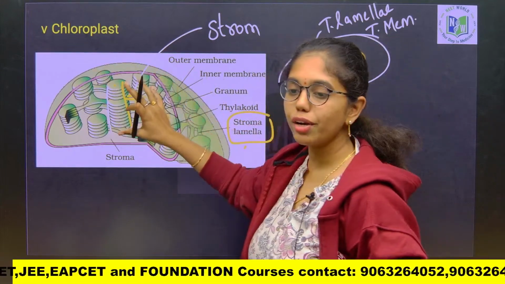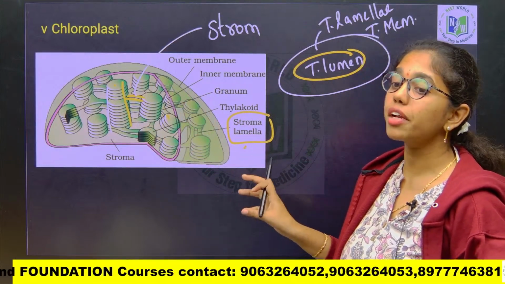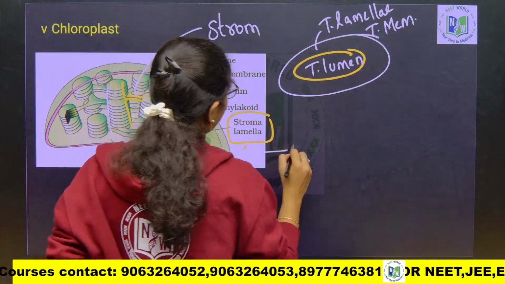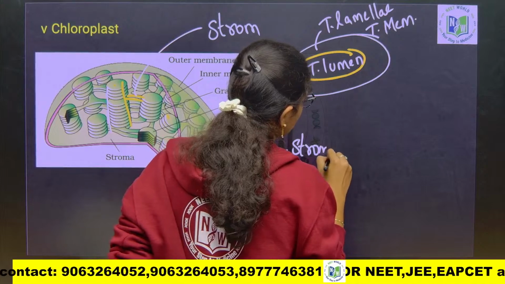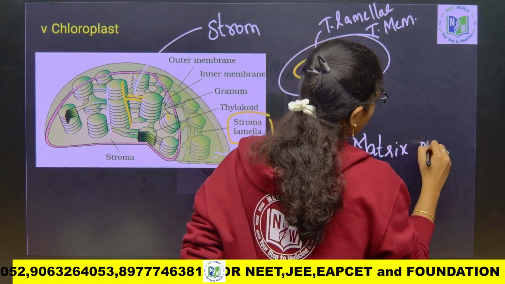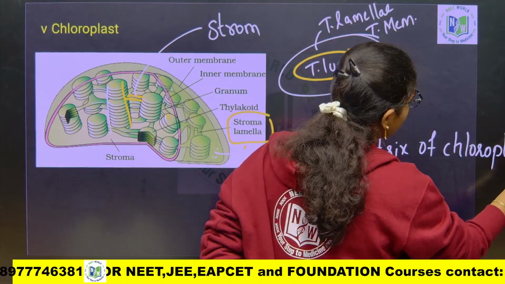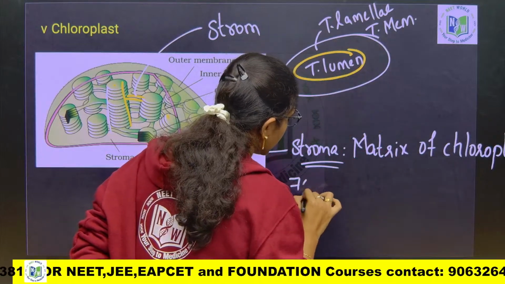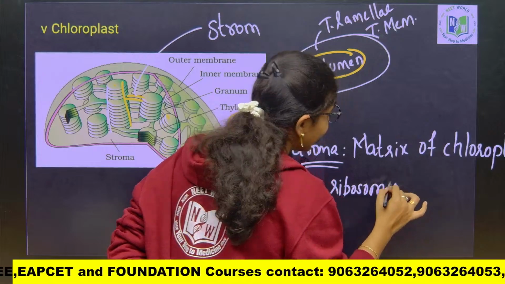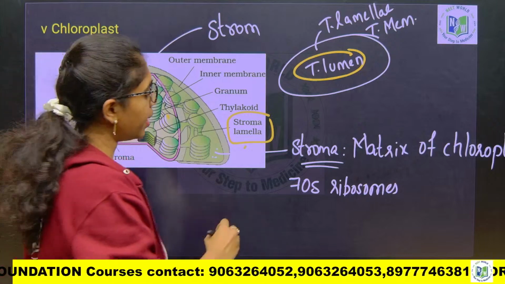Inside this, fluid filled space is called as stroma. Stroma is called the matrix of chloroplast. What is stroma? Matrix of chloroplast. Stroma is nothing but matrix of chloroplast. This stroma will again be having 70S ribosomes and double stranded circular DNA.